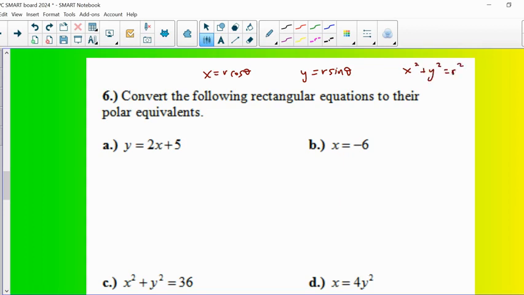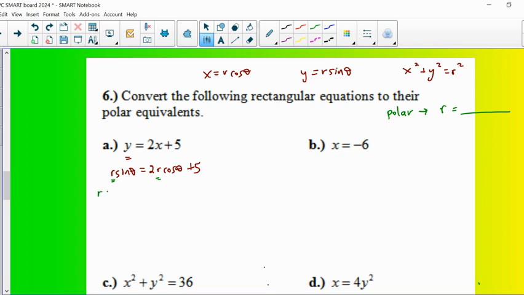So if it's converting rectangular to polar, so I see a y here, it makes sense to substitute that for r sine of theta, because every y is r sine theta. And when I see an x, let's call it r cosine. So 2r cosine theta plus 5. Now, when we're trying to write a polar equation, remember, polar equations have to begin with r equals. So when I see a couple r values, let's get them on the same side, so we can isolate it.